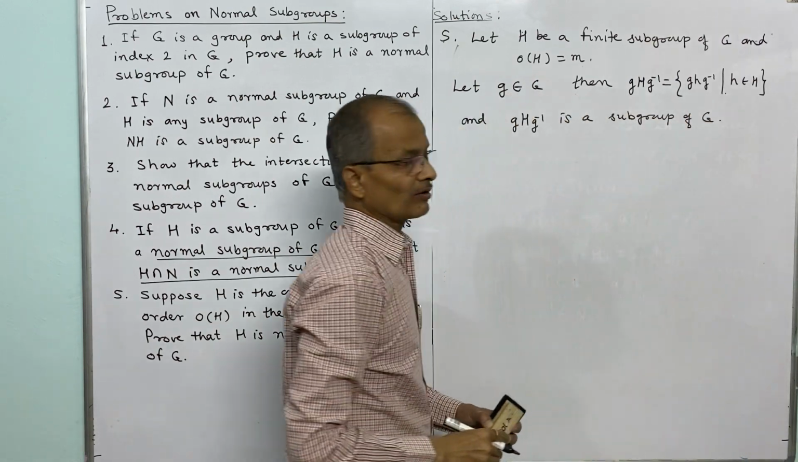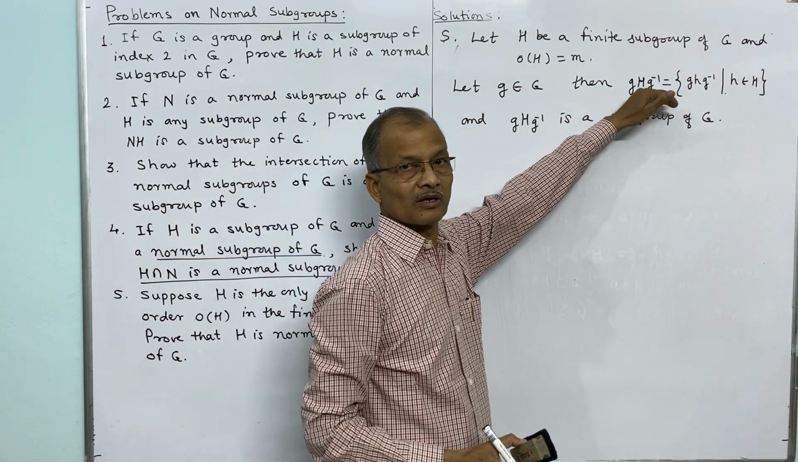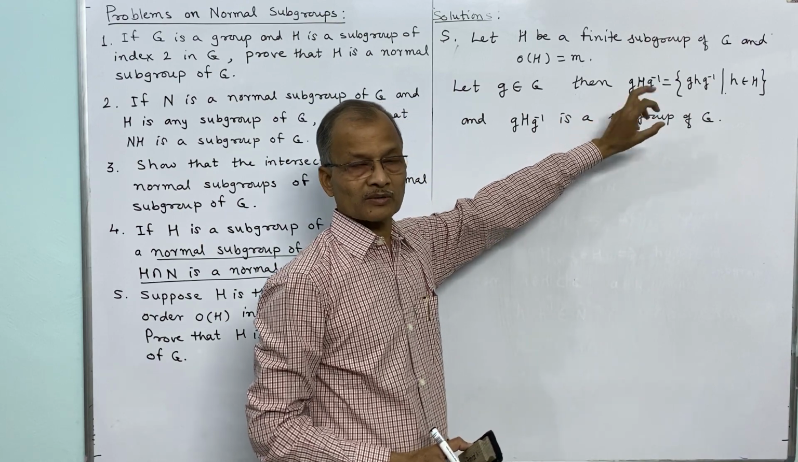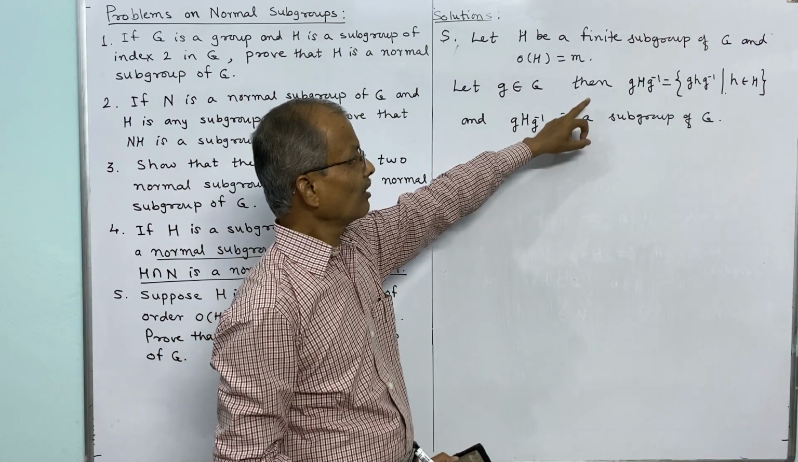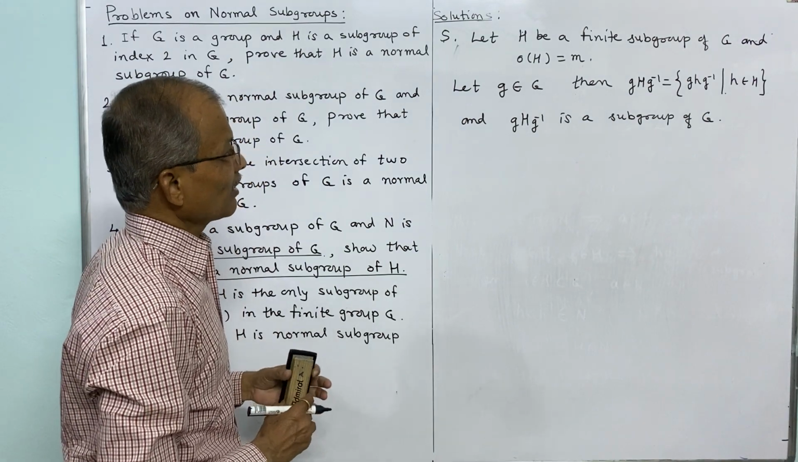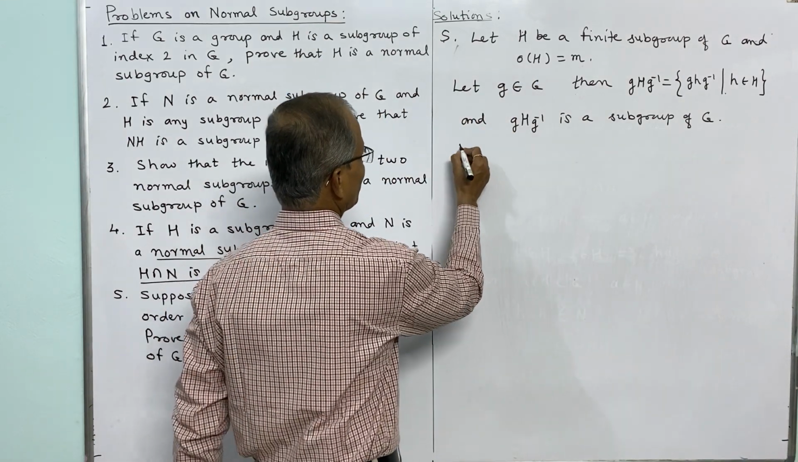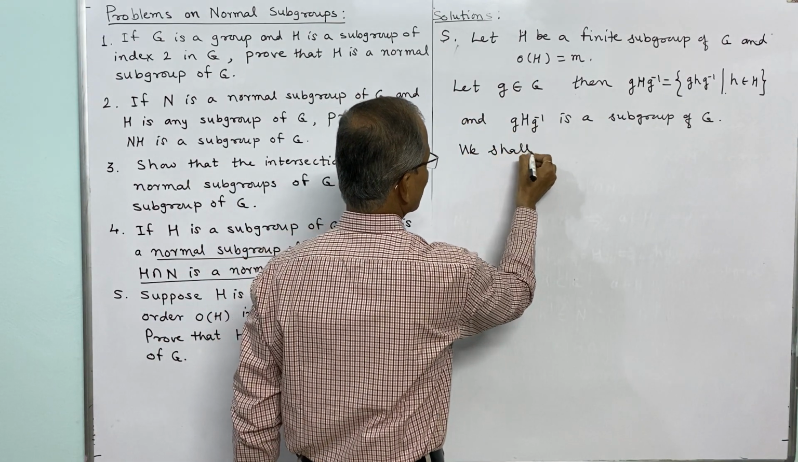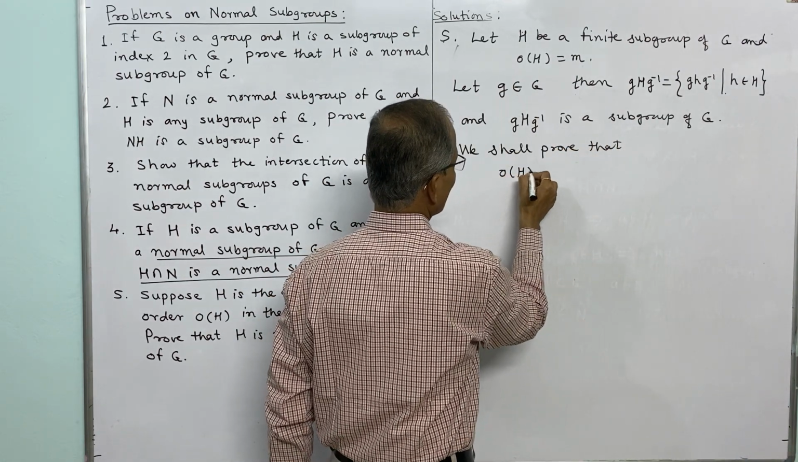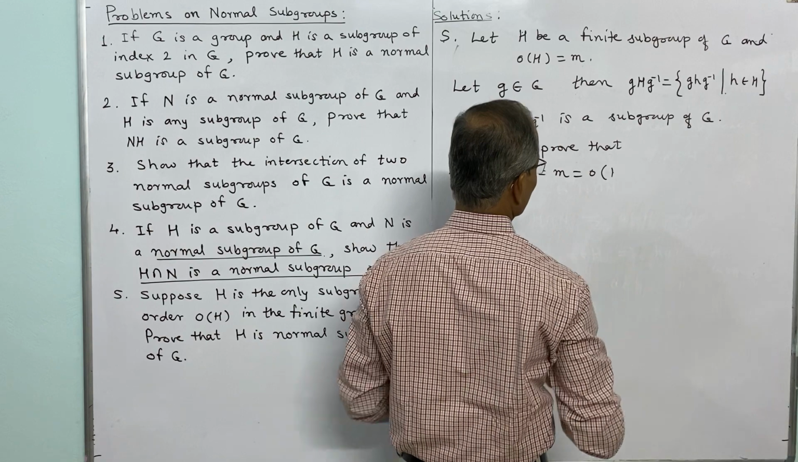See, this is a problem we have solved earlier. This set satisfies the closure property, and it satisfies the inverse property. You can refer to that problem in the earlier problem sets. So this is a subgroup of G. Now we shall prove that the order of this subgroup is the same as the order of H. So we shall prove order of H is equal to M, and that is also equal to order of gHg inverse.